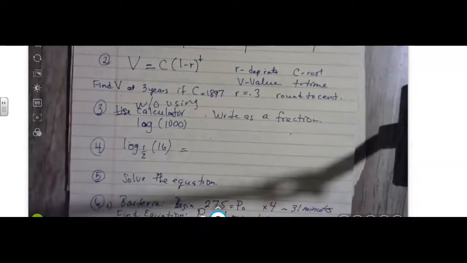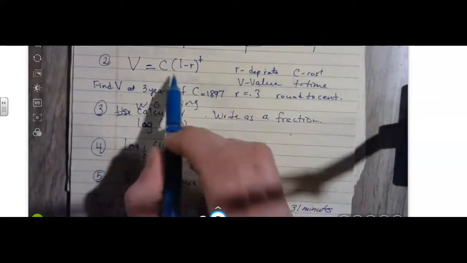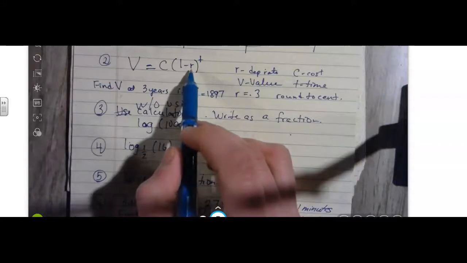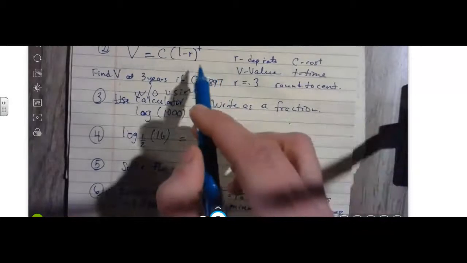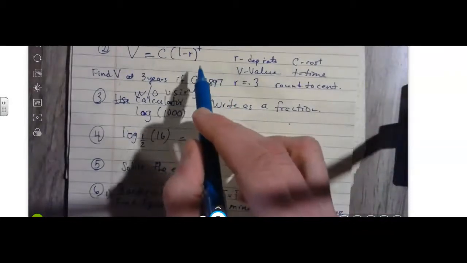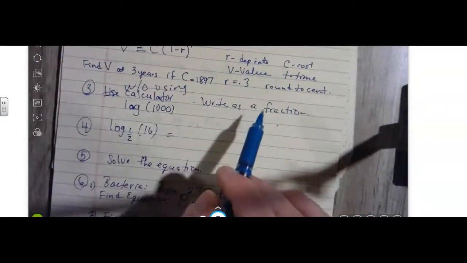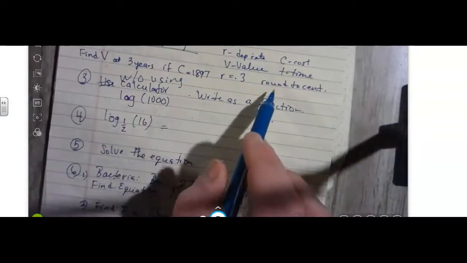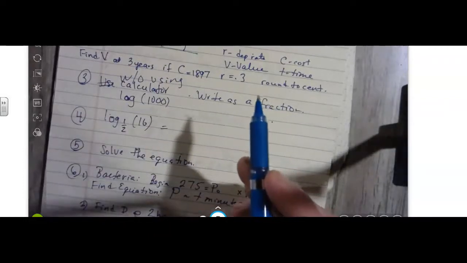Moving on. The next function is talking about the value of an asset, where the original cost is C, R is the rate it reduces every year, and T is the number of years. It might be something like a car, or some type of equipment that depreciates over a period of time. These are the variables that you're given. So we're using this formula, and they want to know, find the value after 3 years. So it's like when you drive a car off the lot, you lose like 20-30% right away.